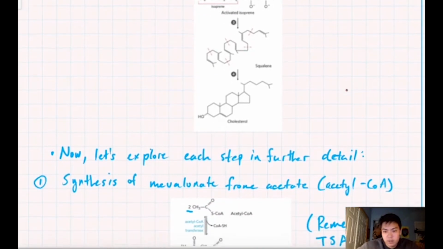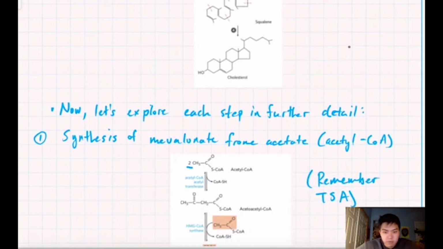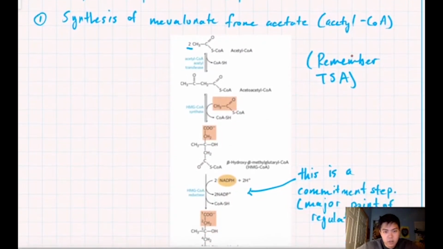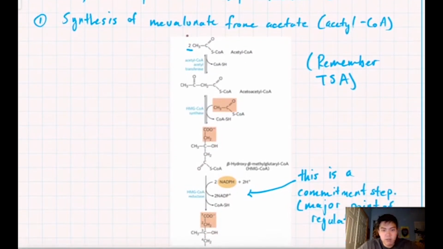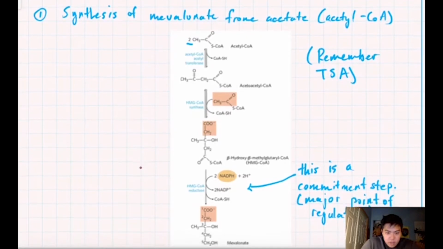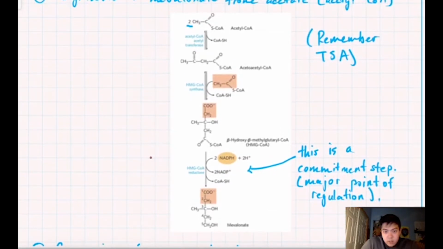So let's explore each step in further detail. Okay, so synthesis of mevalonate from acetate or acetyl-CoA. So we're going to start off with 2 acetyl-CoAs, right? And we've seen all of these enzymes before in, I believe it was ketone synthesis. Don't take my word for that, but I think this is where we've seen those.